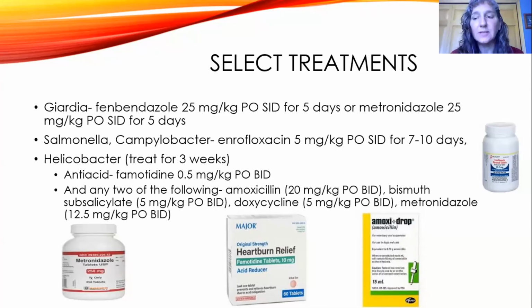For Helicobacter of the stomach, a 3-week treatment period is recommended and consists of 3 different medications. The first is going to be an antacid, like famotidine, given at that dose twice a day, and then 2 of the following: either amoxicillin, bismuth subsalicylate, doxycycline, or metronidazole. Again, the antacid and any 2 from that other list for 3 weeks.